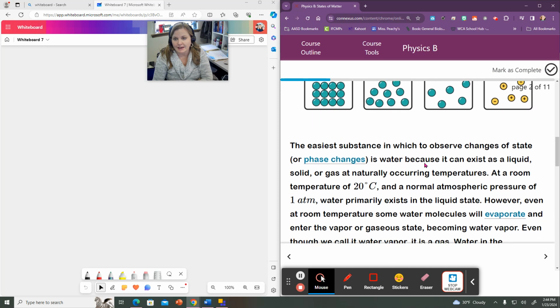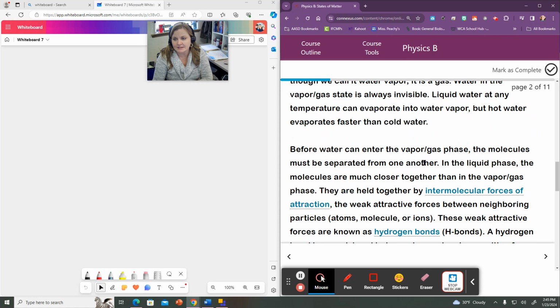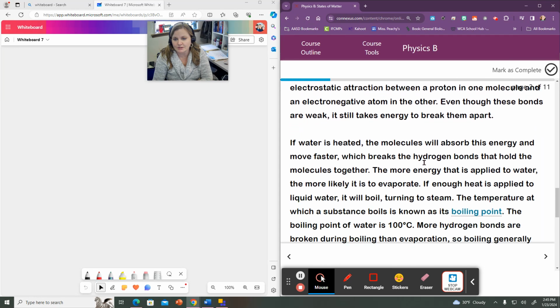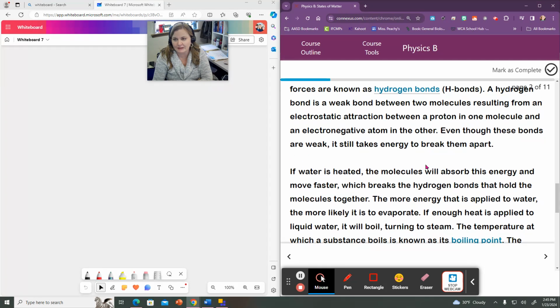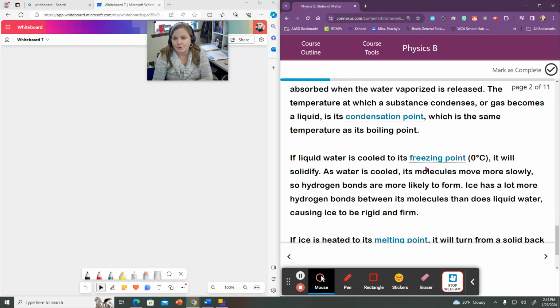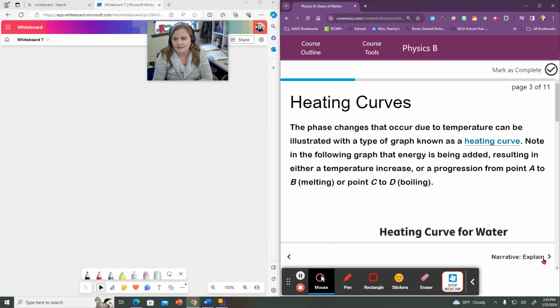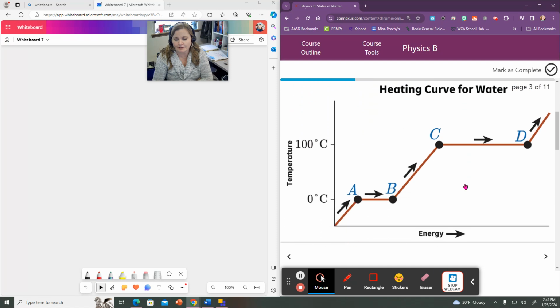All right. And so let's see, it's talking about observing substances and water and hydrogen bonds. And I'm not going to go through every little detail here because I do want you to read through this. But I do want to go through the math that's involved in this. So the first thing that we have is our heating curve.